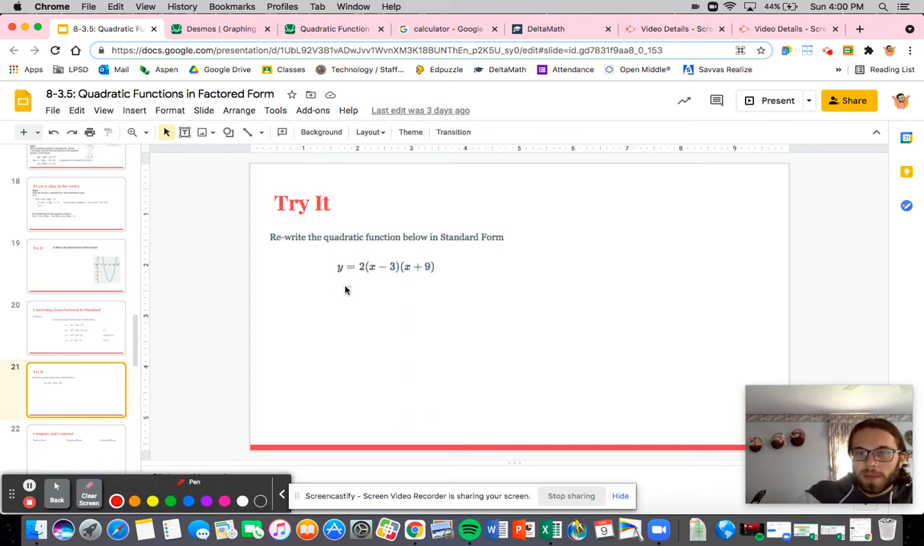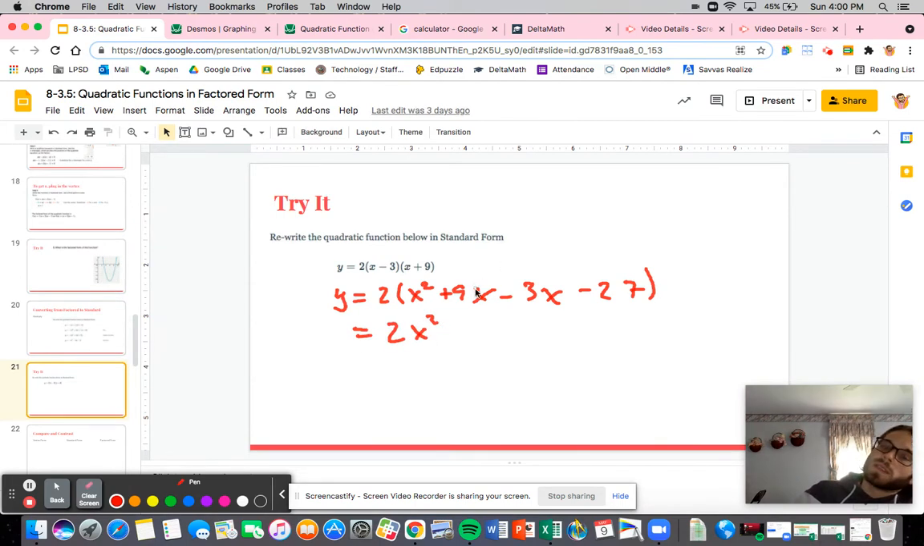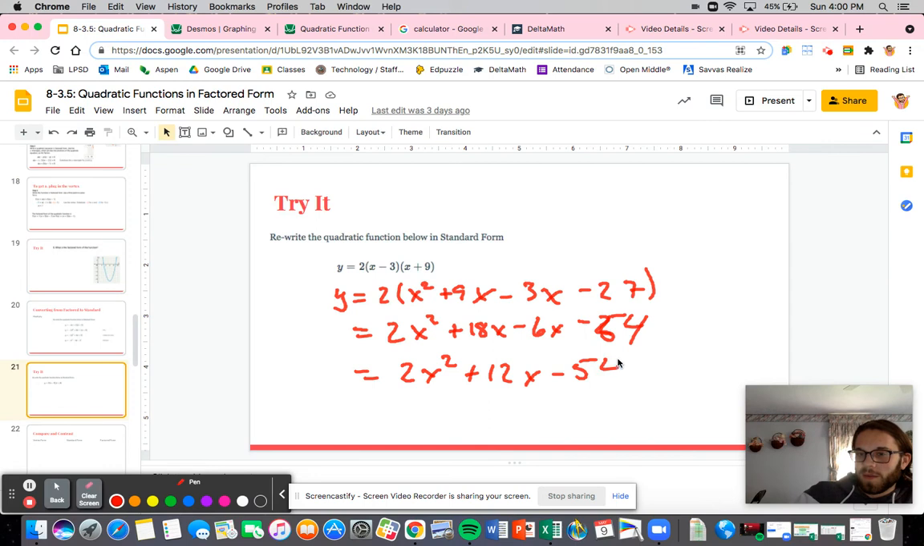So for example, we have x times x is x squared. x times 9 is plus 9x. Negative 3 times x is negative 3x. Negative 3 times 9 is negative 27. Now we multiply everything by 2. I probably should have simplified this in the beginning, but whatever. I will go through this process. It's going to be the same. 2x squared plus 12x minus 54.